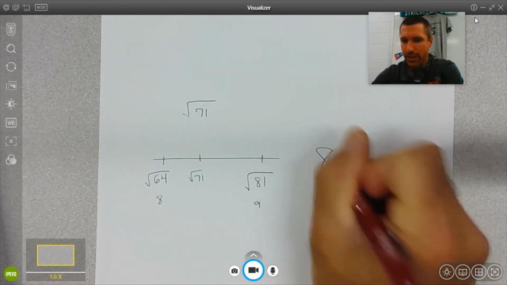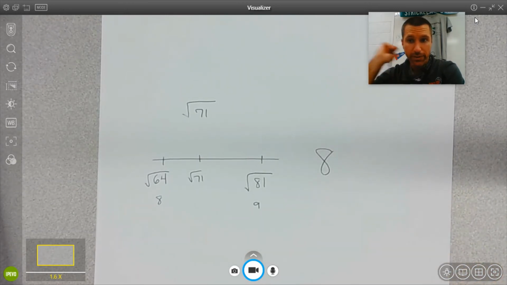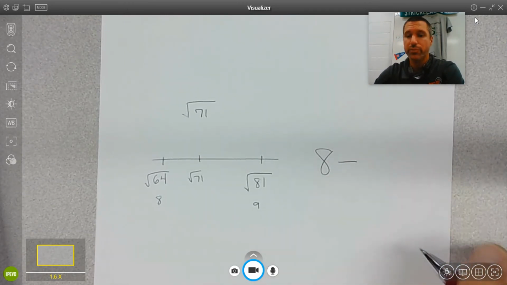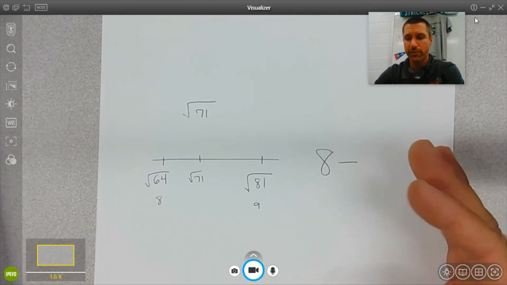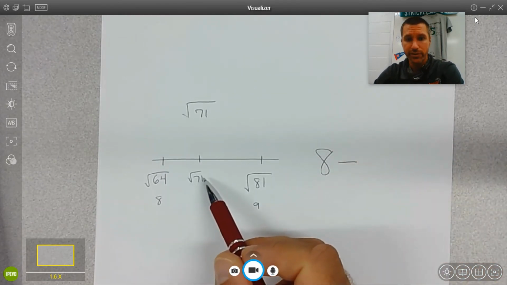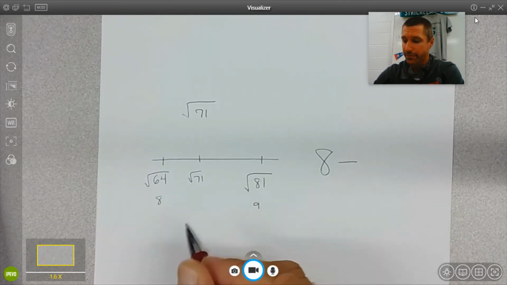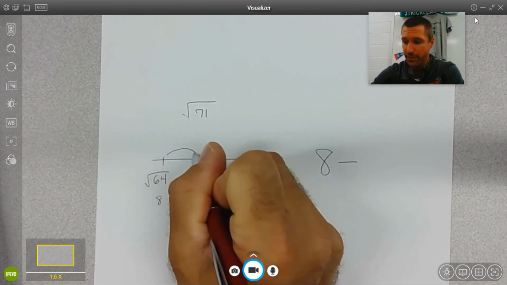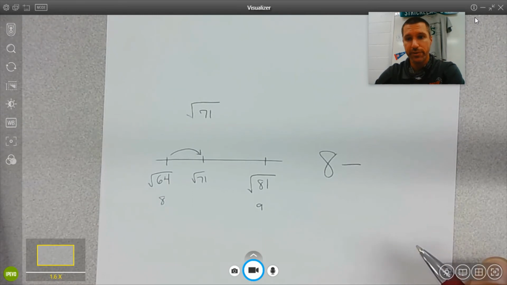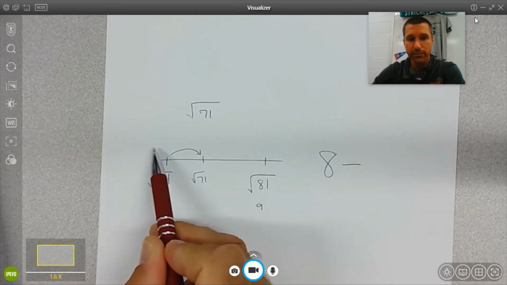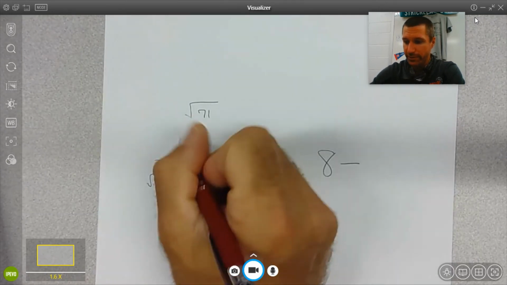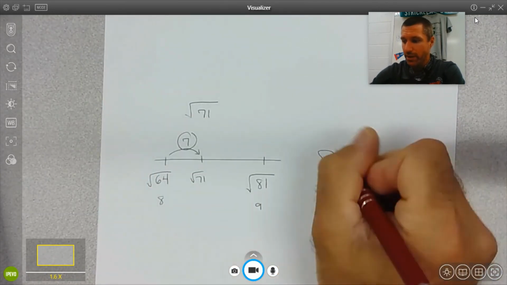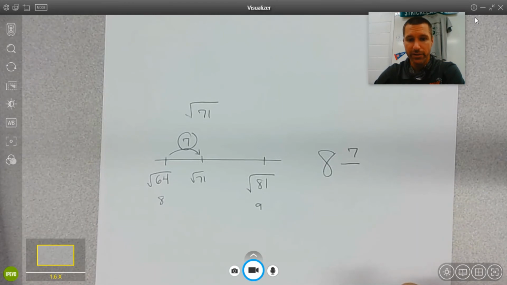I'm going to put a big 8 as the whole. And then instead of a decimal, I'm going to put a fraction bar and just calculate the distances that were involved in 71 traveling on this number line. The first distance you want is how far away it is from the first perfect square that you traveled past. So you go past 64 and you hit 71. Well, that was a distance of 7 units. That number becomes the numerator of the fraction.